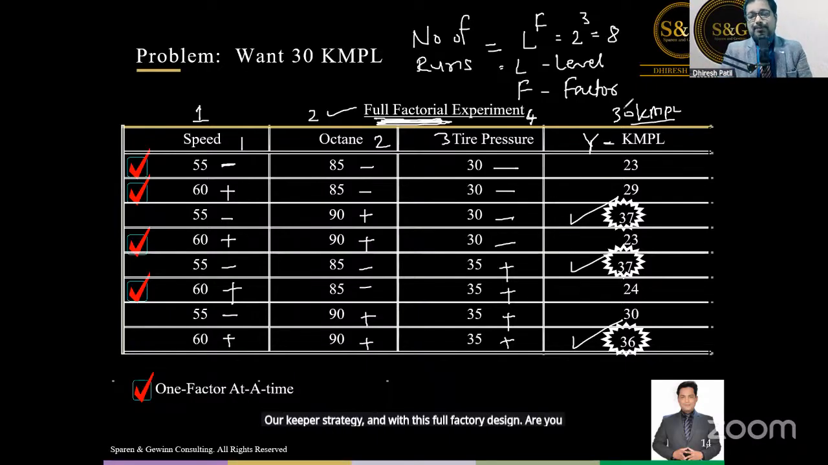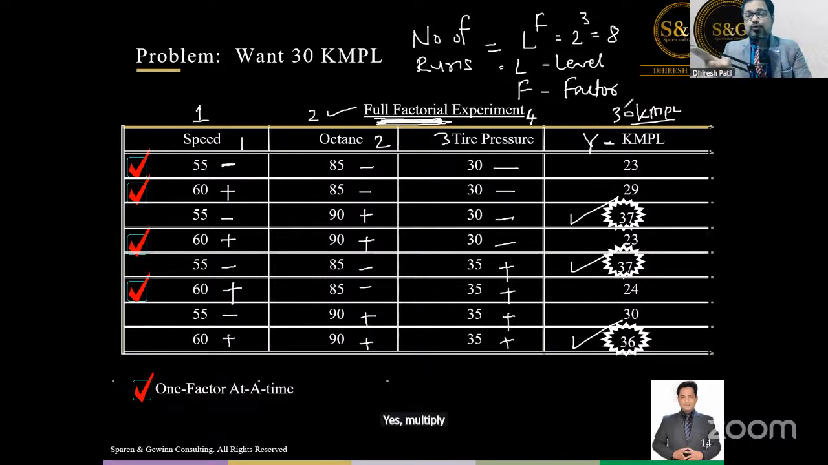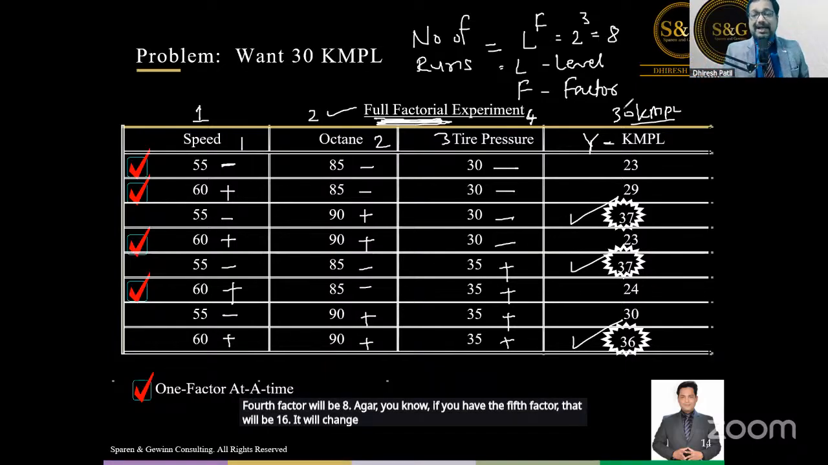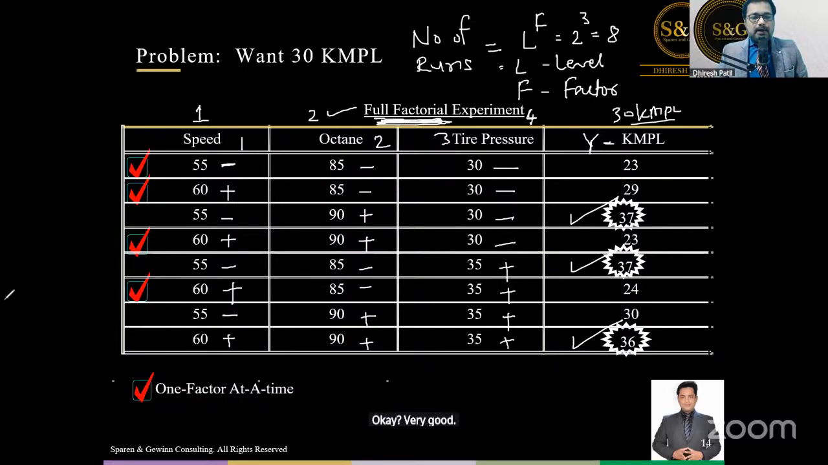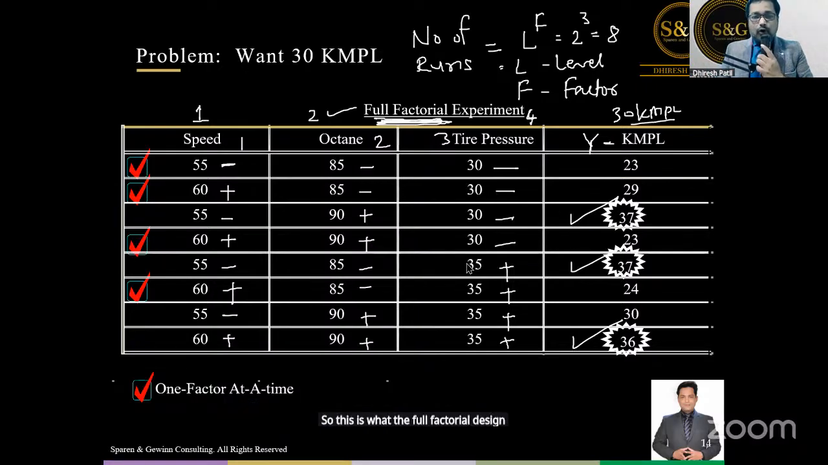Just type yes in the chat box. Yes, multiply by 2. So third factor will be 4, fourth factor will be 8. If you have the fifth factor, that will be 16. It will change after every 16 settings. Okay? Very good. Chalo. So this is called full factorial design, and they found that we have other combinations which can give us even better result. So this is what the full factorial design is all about.